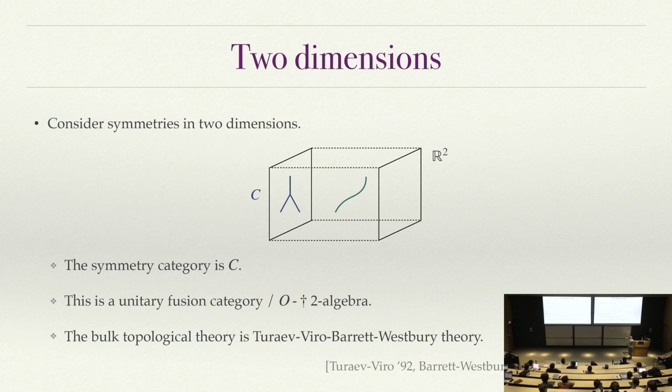Let's now move up a dimension. So we're now interested in symmetries in a two-dimensional field theory, which means the bulk is three-dimensional. And so the structure on the boundary is some symmetry category C, and we normally require that this is a unitary fusion category or multi-fusion category. So in my language, I want to call that an O-dagger 2 algebra. And in this instance, the bulk, the SymTFT, is the associated Drinfeld center built from that.